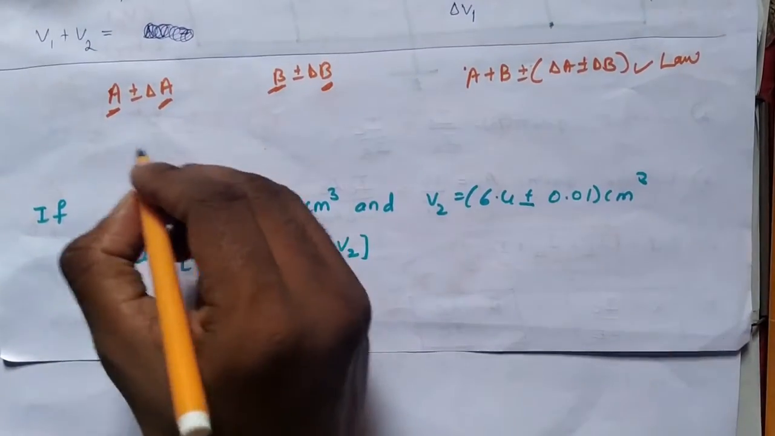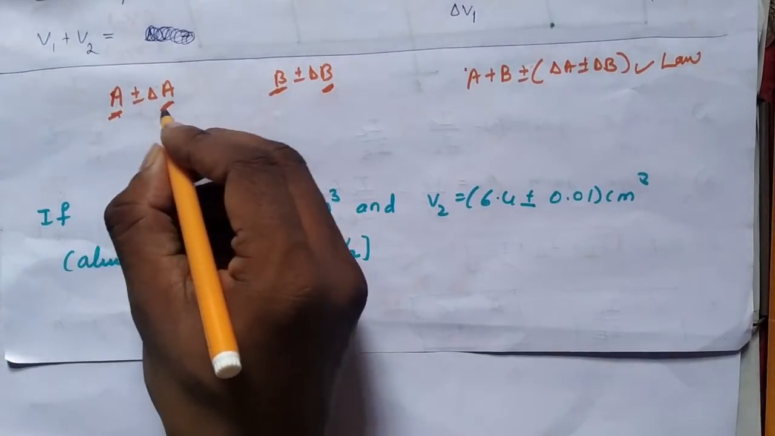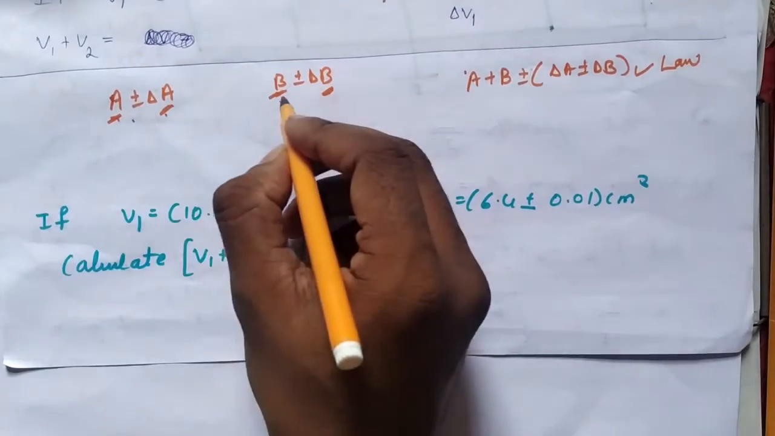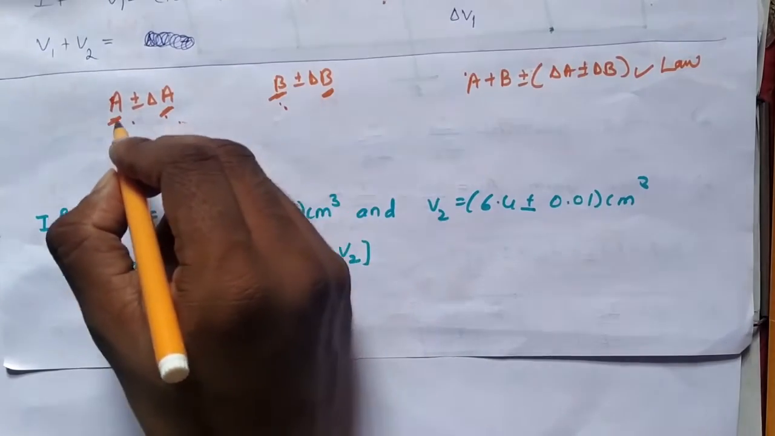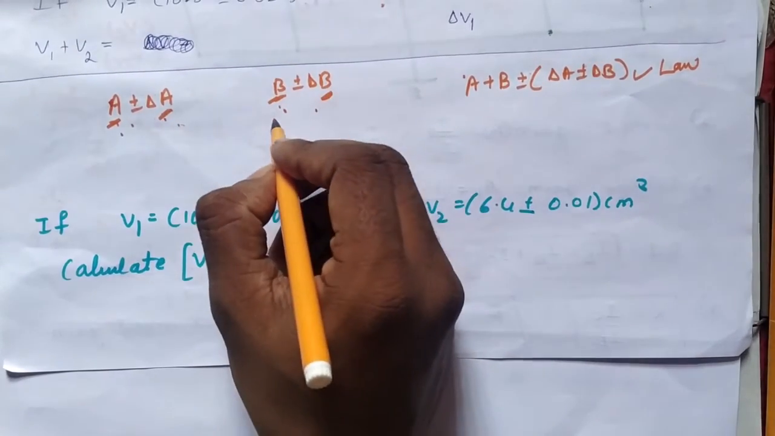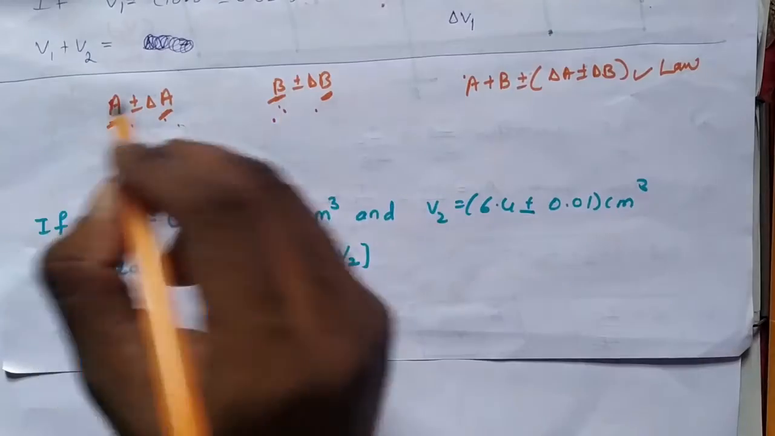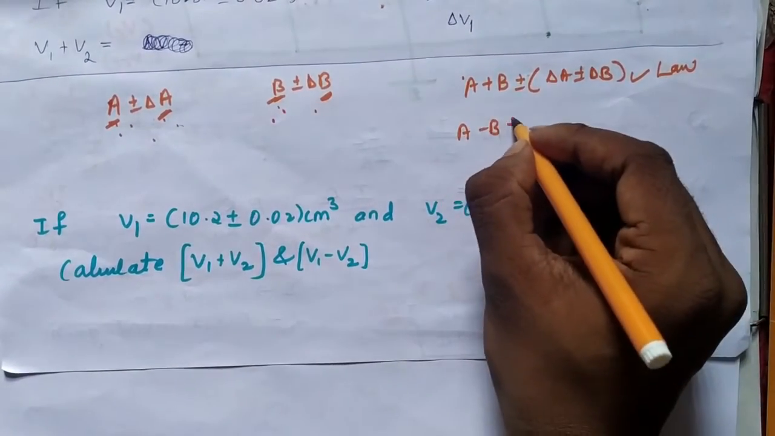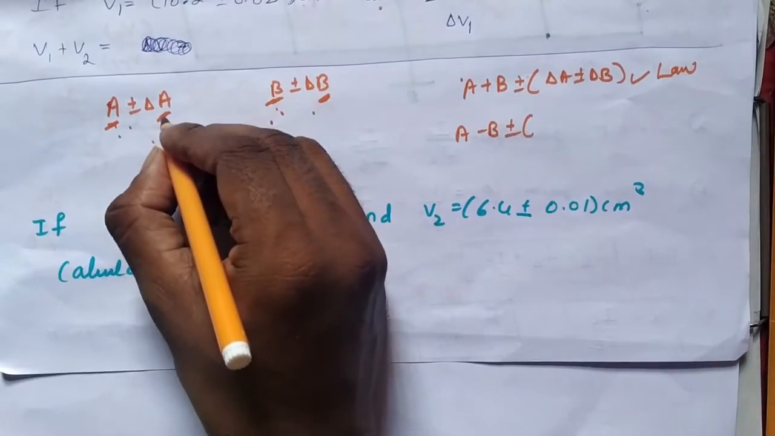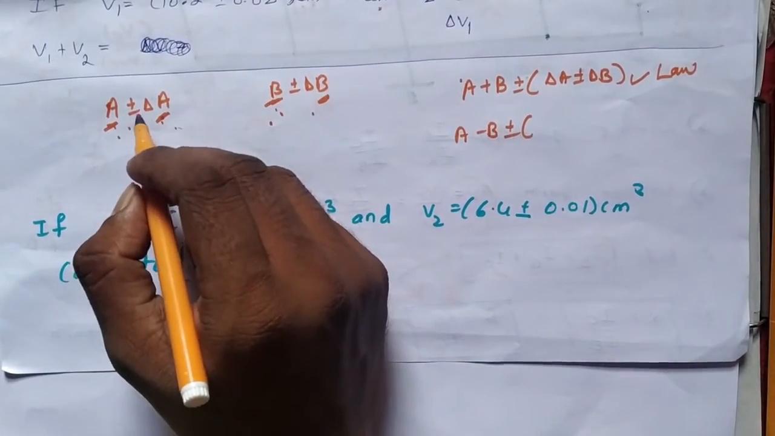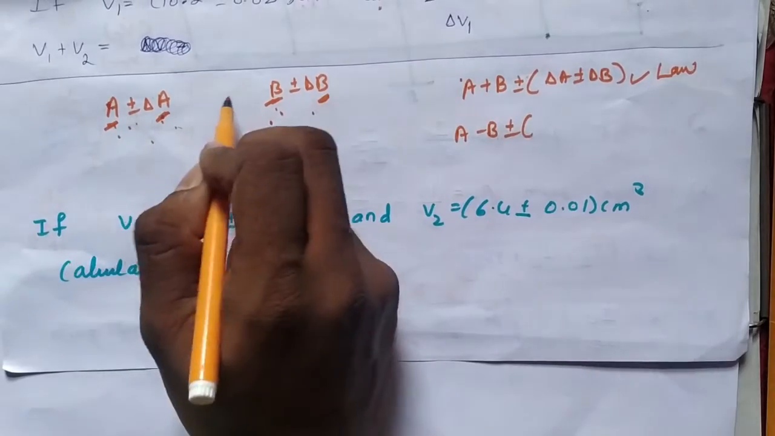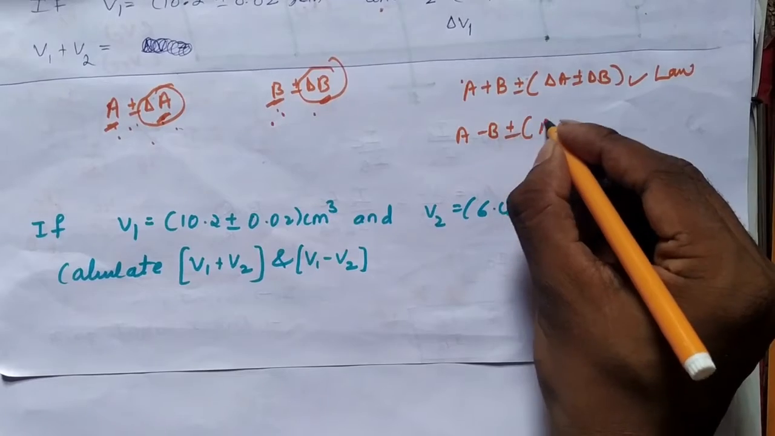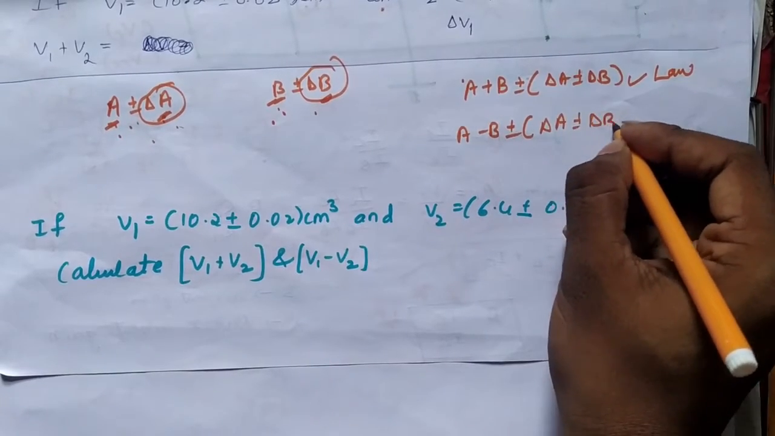Next, I have two values, a plus or minus delta a, and b plus or minus delta b, where a and b are main values, delta a is the error of a and delta b is the error of b. If I am calculating the difference between the two values, a minus b plus or minus, even then I should add the errors. Errors should be added, not subtracted.